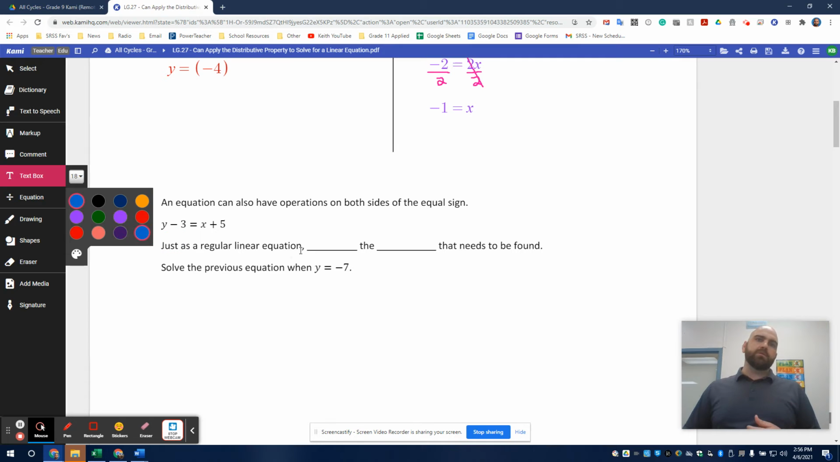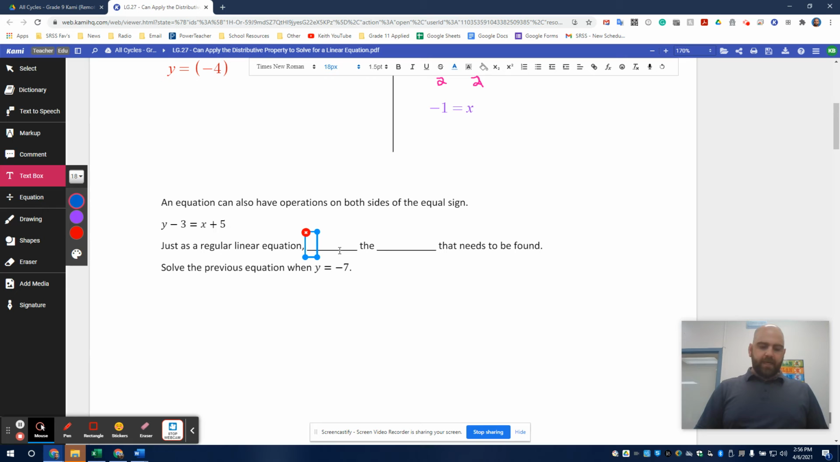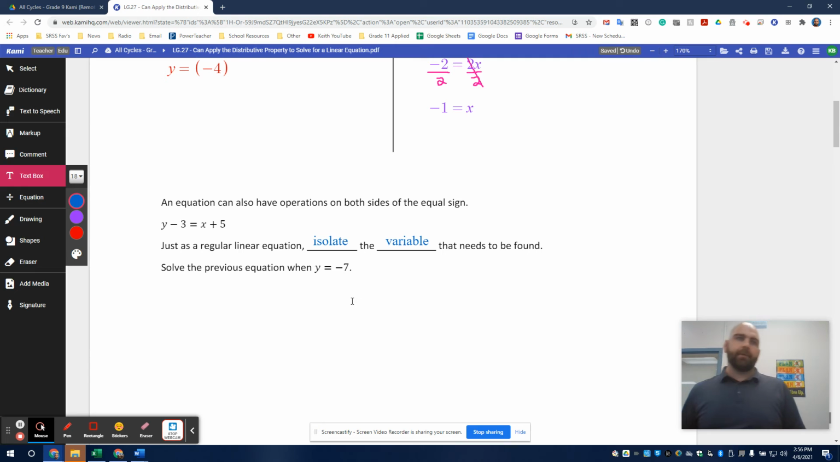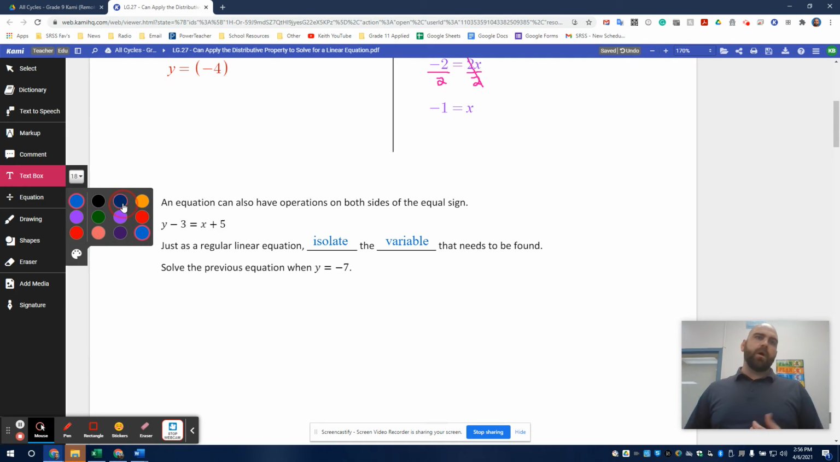So what we need to do to start with here, just as with a regular linear equation, is isolate the variable that needs to be found. That could be either x or y. Depending on if we need to find x or y, we're going to isolate that one. So the first one here, we're going to solve this equation when y is equal to negative 7. For a given y, we're going to have to isolate x.